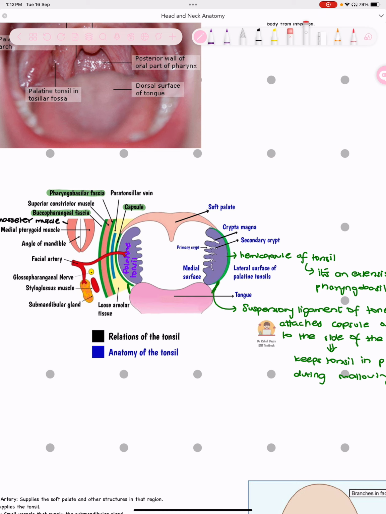Enlarged and infected tonsils often require surgical removal. The operation is called tonsillectomy. A knowledge of relationship of tonsils is of importance to the surgeon, and there are high chances that they can damage the peritonsillar vein if not done vigilantly. Tonsillectomy is usually done by guillotine method.